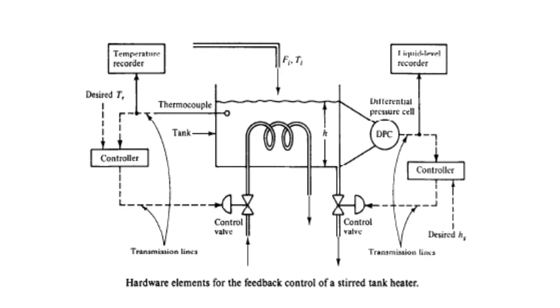Now the controller takes that measured value, compares it with the desired value, decides some action, and that action is implemented by the control valve, which is there in the coolant line. The transmission lines are represented by the dotted lines. We have the controllers and the final controlling elements. So this is basically a feedback controller system. There are two feedback controller systems simultaneously working on this stirred tank reactor.